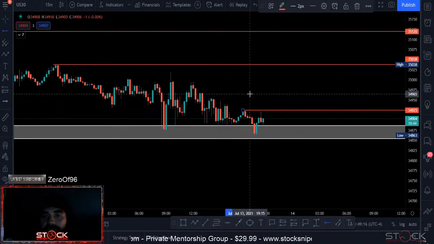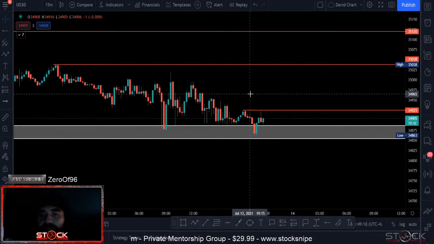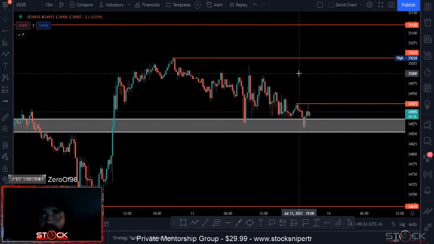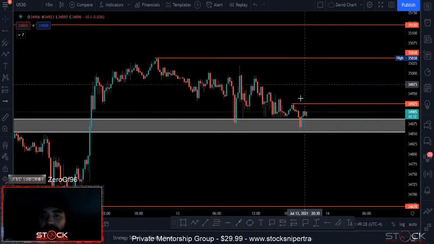We need to look for precise entries, simply because this has potential to really give you some head fakes. You might get a nice little movement here, but it all depends on how you're looking to enter this.